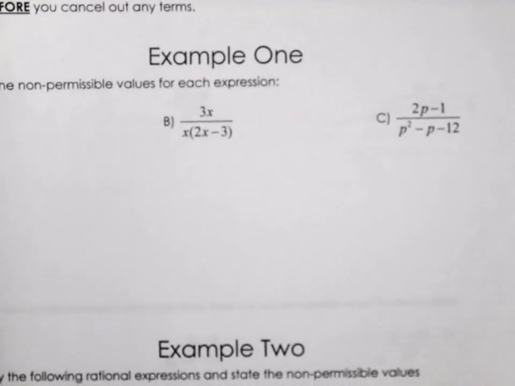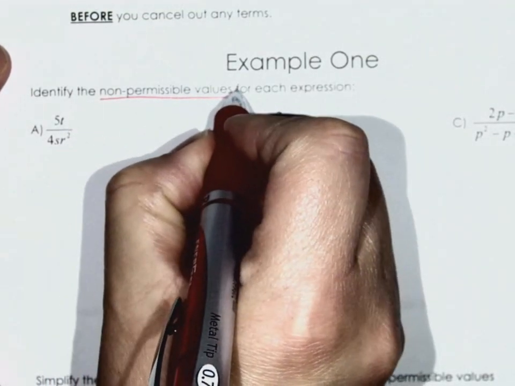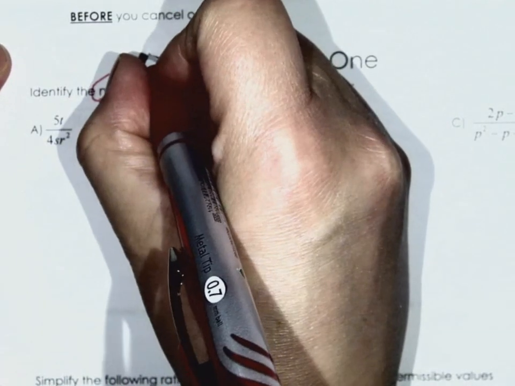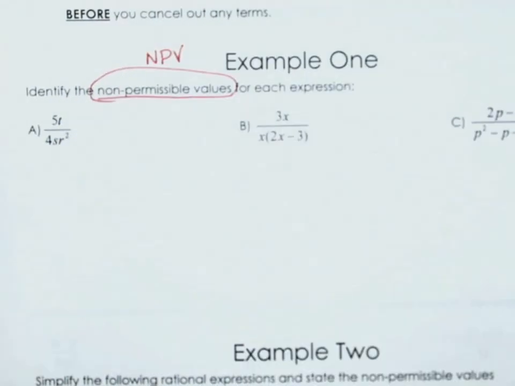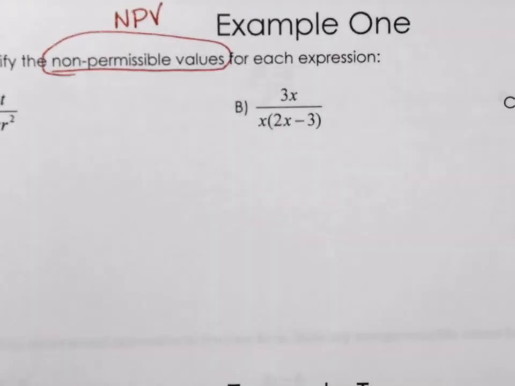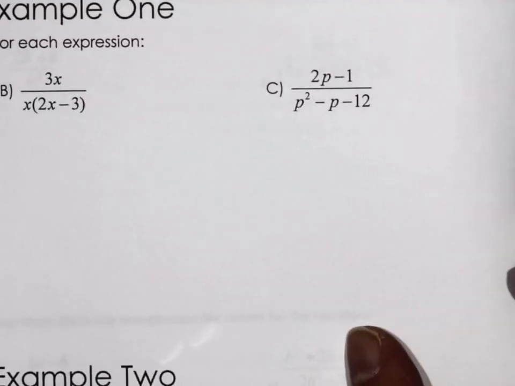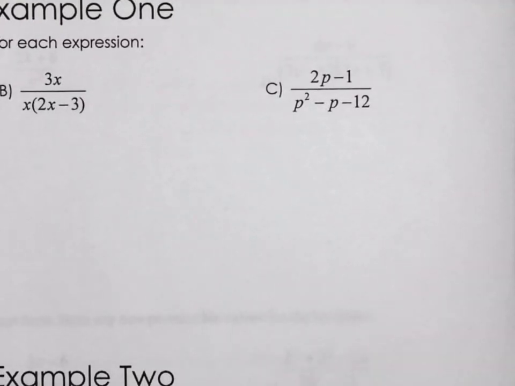Okay, I'm going to start on example. So we're going to identify the non-permissible values. I like to call these NPVs. So if you hear me refer to that, it's just because I want to make it easier. I'm going to zoom in a little bit. Okay, I'm going to start at C. I'm going to work backwards here.